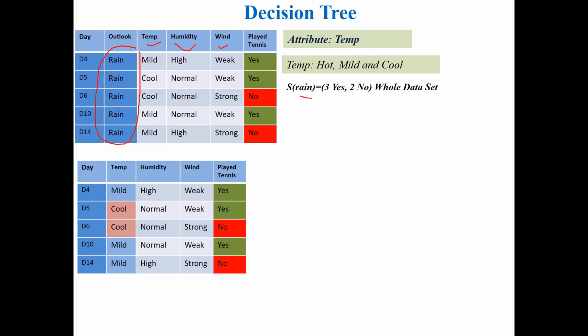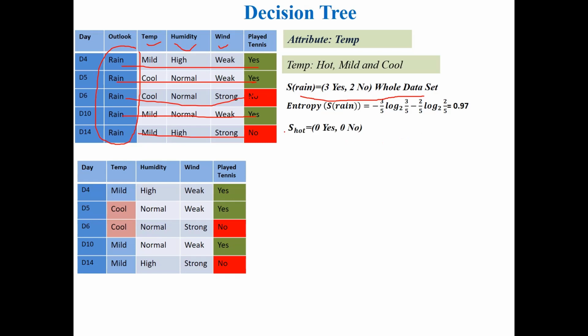Now see again, notice this change: we have to find the entropy of all five examples of rain. Out of these five examples of rain, three are yes, this one and this D10, and two are no, D6 and D14. So entropy of S rain will be minus 3 by 5 log to the base 2, 3 by 5, minus 2 by 5 log to the base 2, 2 by 5, which is 0.97.